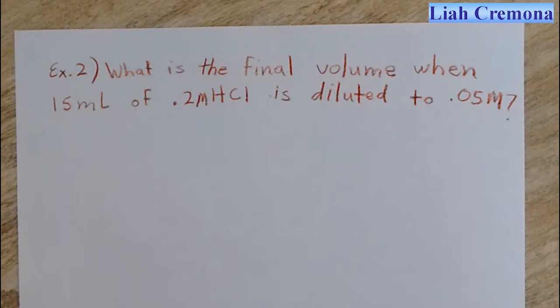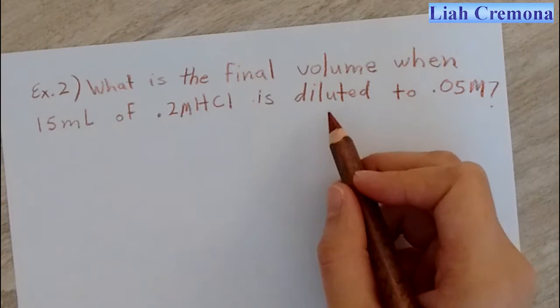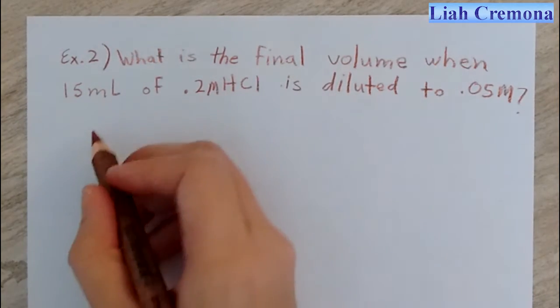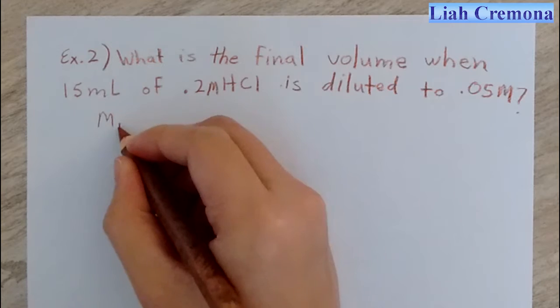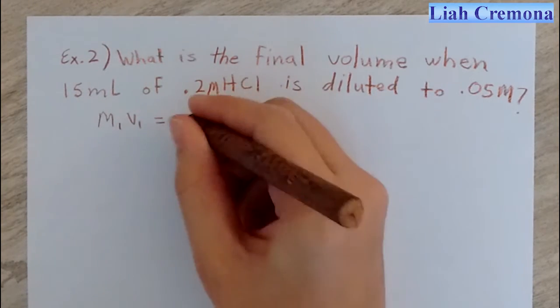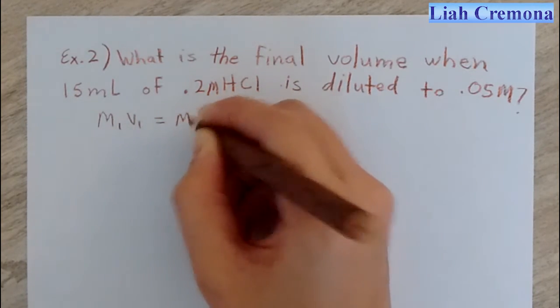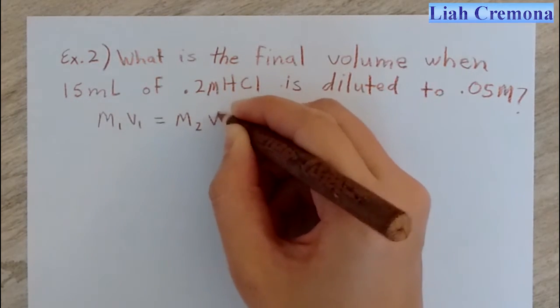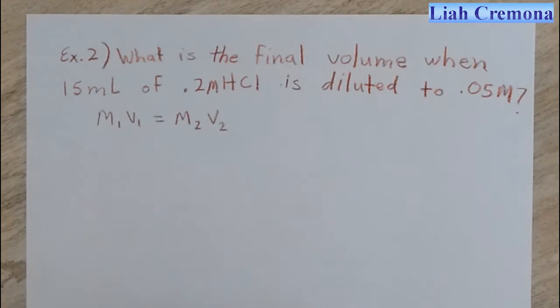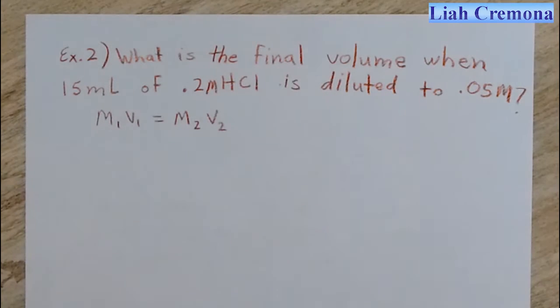Example 2. What is the final volume when 15 milliliters of 0.2 molar hydrochloric acid is diluted to 0.05 concentration? So right here, diluted means that we're adding water. So here, we know the equation we have to use. M1V1 is equal to M2V2. So let's fill in the values here.